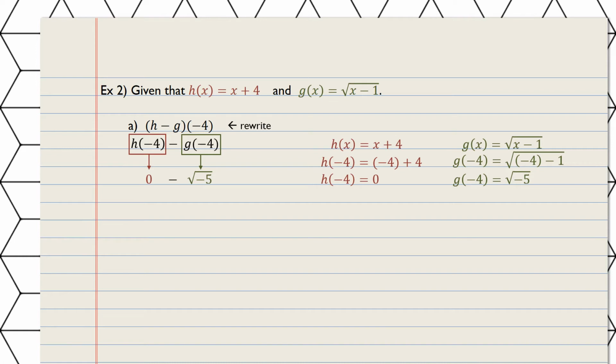But what do you notice? The problem is there is a negative under the radical. That is not possible. That cannot happen. That is not a real number. So what do we put? Well, we say that it does not exist.